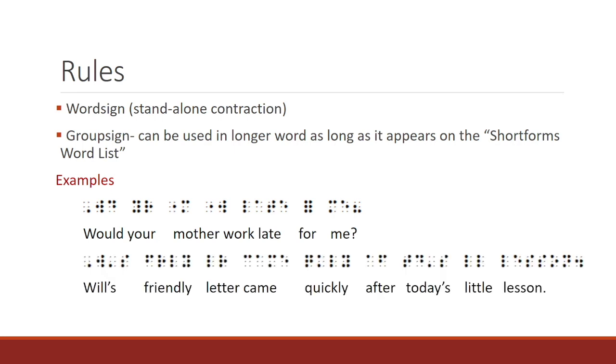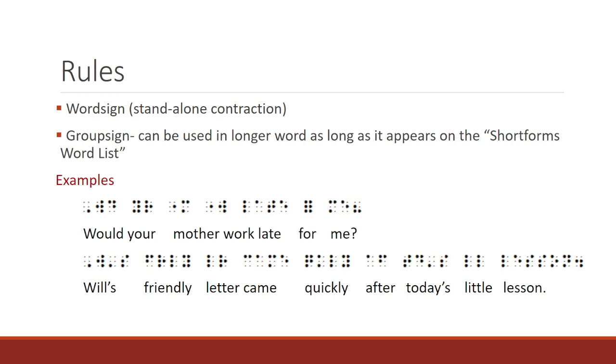The second example is, Will's friendly letter came quickly after today's little lesson. The short form contractions used are friend, letter, quick, after, today, and little. Notice that friend and quick are used as a group sign for the words friendly and quickly. In this sentence, the alphabetic word sign will is also used with an apostrophe S. That's it for new contractions.